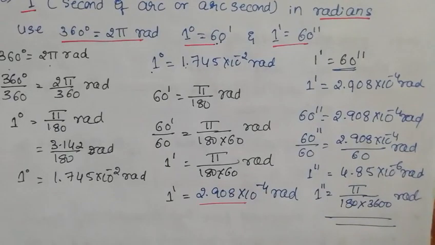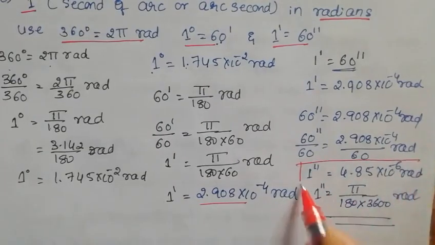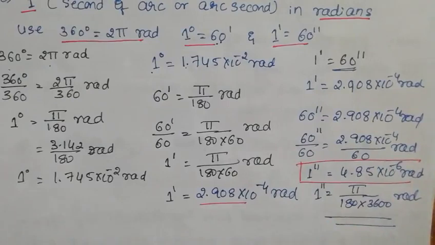So this we used in the case of the parsec previously. So 1 minute equal to how much? 1 second equal to how much? We used this one: 1 second equal to 4.85 into 10 power minus 6 radian. Okay, this is the one more thing.